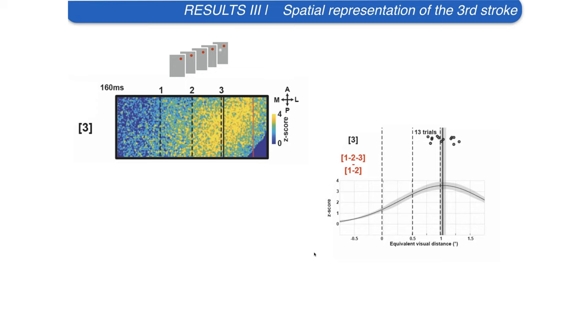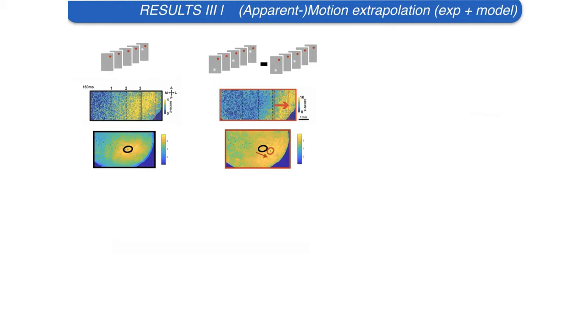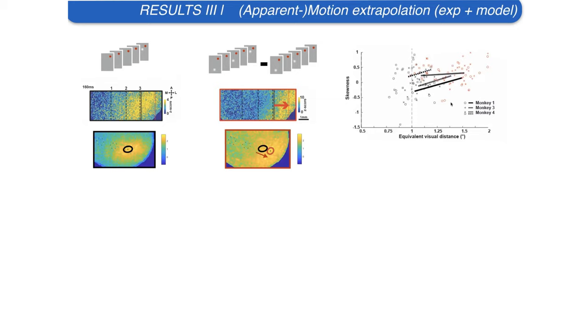And this is what happens if you look at the representation of the first stroke within the three-stroke apparent motion. And you do see that there is a displacement of activity toward the apparent motion direction. And this is observed in all the single trials for all the sessions that you will see. And this is strongly significant. So this is one example. I'm going to show you another example on another monkey. And actually, this is 3 monkeys and 4 sessions, still not enough, but it's getting better, Pascal.